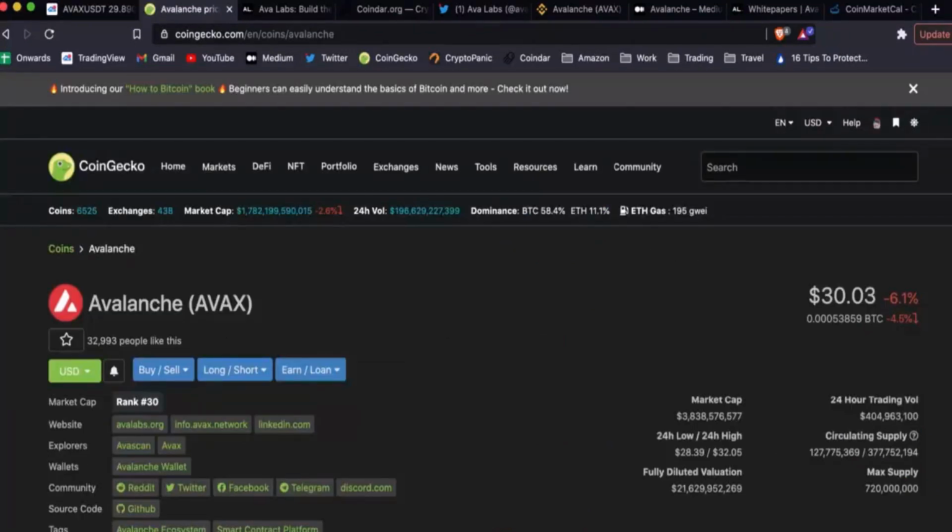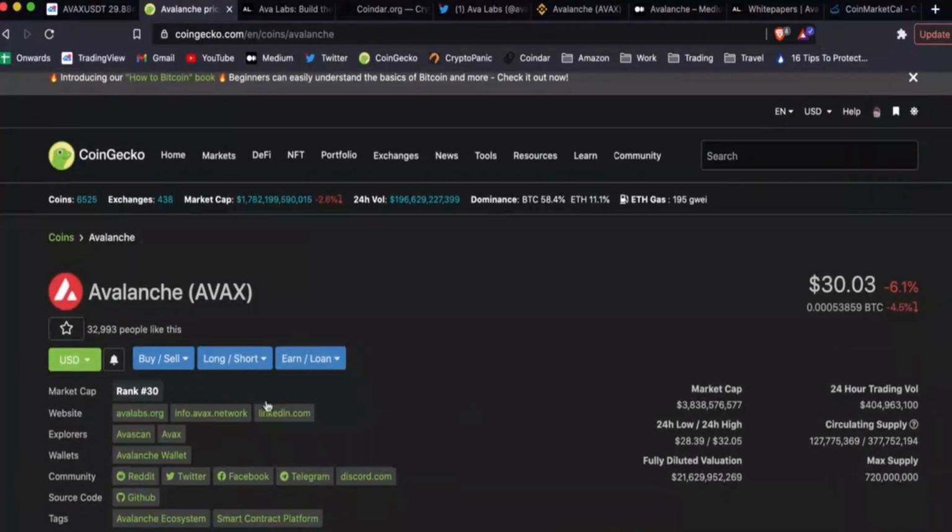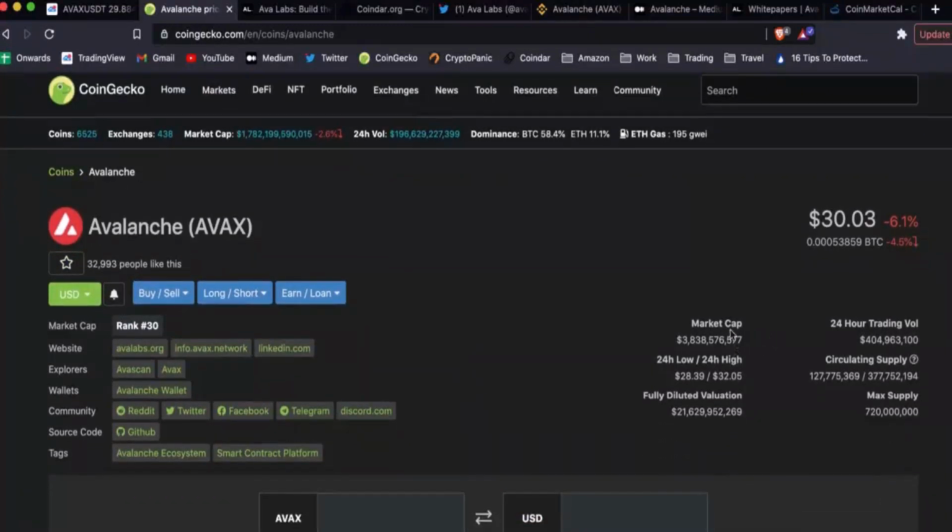We're here in the Avalanche AVAX page. You can see how many people star this for their portfolio. You can see more information here like the market cap, the 24-hour high and low. You can see the 24-hour trading volume, the circulating supply, and the maximum supply, right? You can see the maximum supply there, 377 million, while the circulating supply is 127, so about a third of that. Sorry, this is the total supply, and this is the maximum supply, right? That could ever be minted. Okay, we're going to talk about max supply.